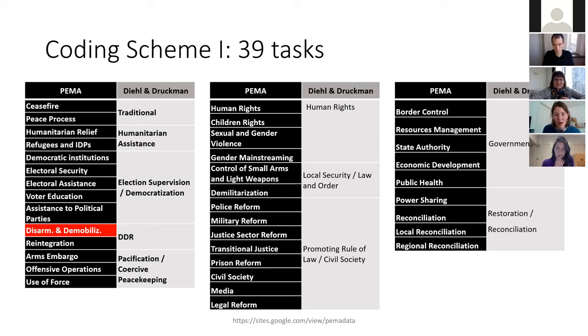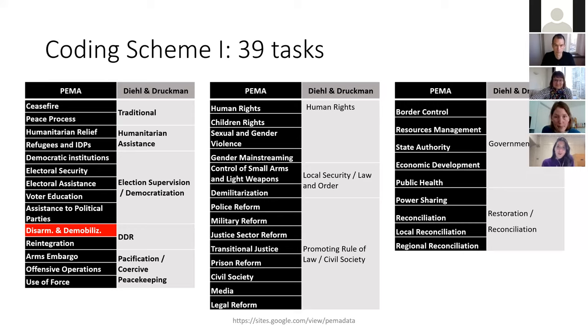So what Kseniya alluded to at the beginning, the distinction between increasingly robust missions that are also mandated to use force targeting particular non-state actors in the country, could be one marker of distinction from the earlier multidimensional missions. So I think what we need to do here and what we can do based on our data is to think about maybe other broader categories of missions now.